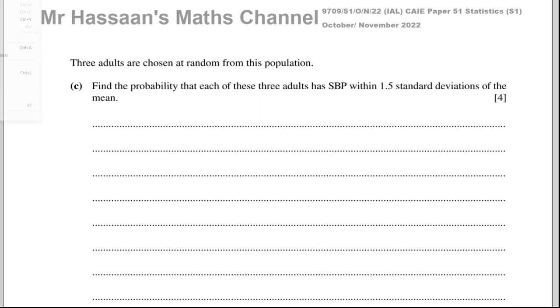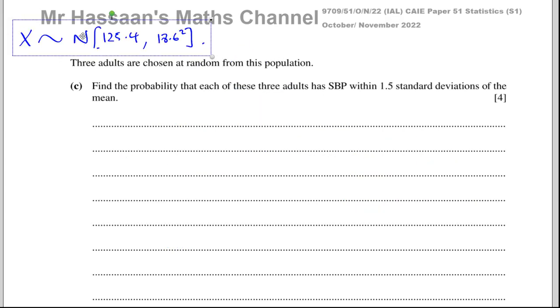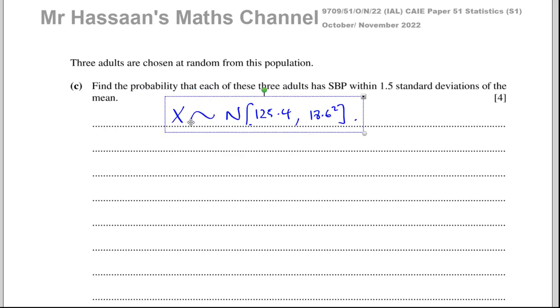So for the adults, we had the situation that the blood pressure was normally distributed with a mean of 125.4 and a variance of 18.6 squared. Now, it says here, find the probability that each of the 3 adults has a blood pressure within 1.5 standard deviations of the mean.